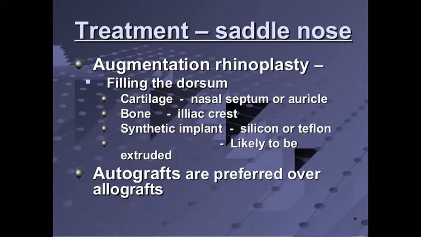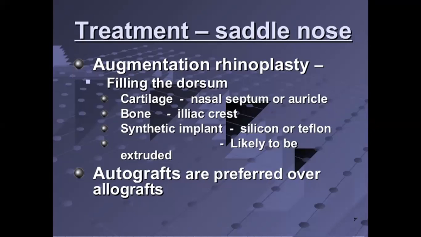In that, filling of the dorsum, the damaged part, the depressed part is filled. So cartilage can be repaired. That cartilage can be taken from the septal part or the auricle cartilage. Then when bone is required, if the septum gets damaged over here, then usually we take from the iliac crest, which has the larger area on your hip bone. So from there bone can be taken out and then placed over here for repair.